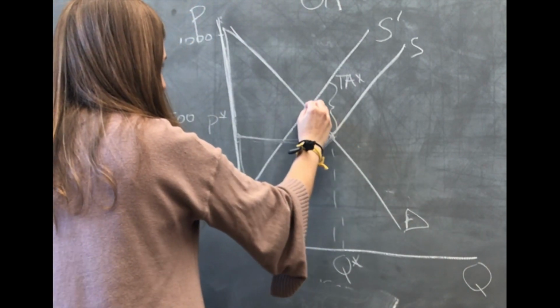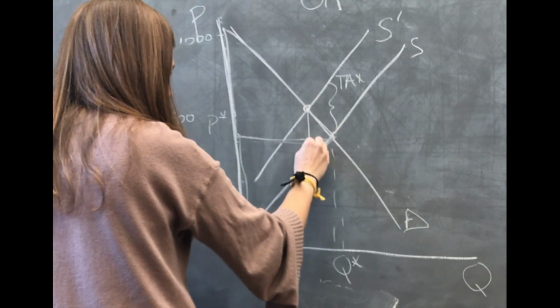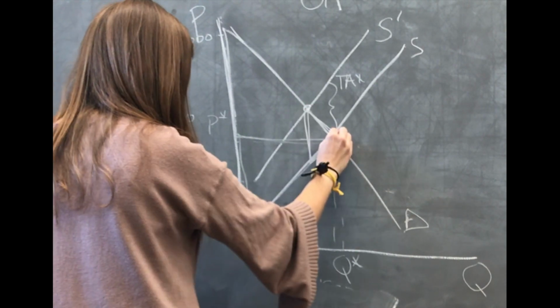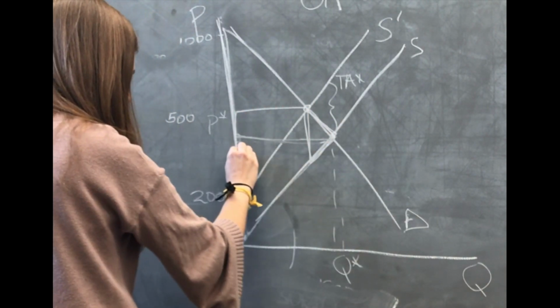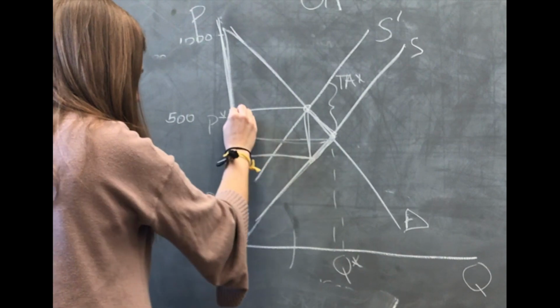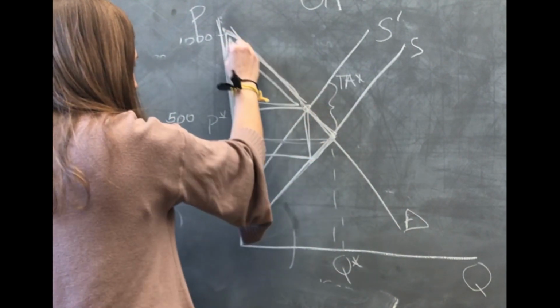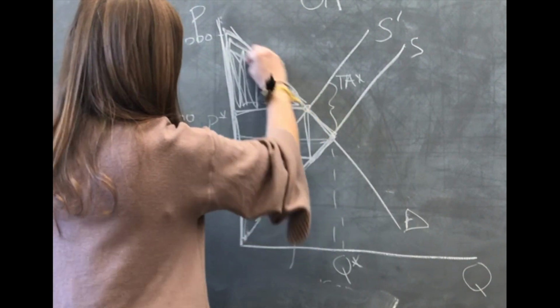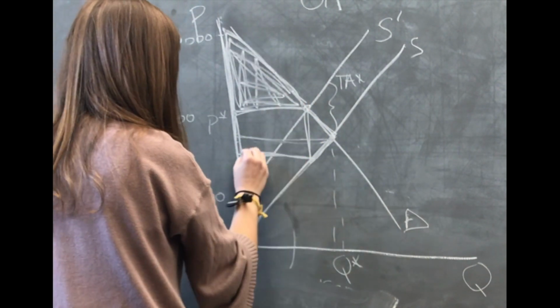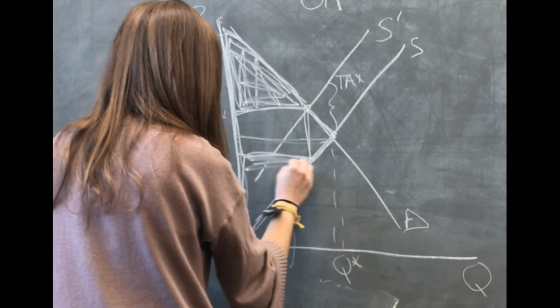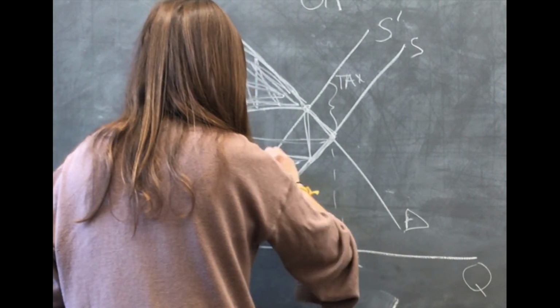Now when we shift up to this new point in the market, we lose a chunk of surplus right there, that triangle, okay? And that's going to be called deadweight loss. Now this rectangle right here, that's the government tax revenue. And the little triangle up there, that's going to be consumer surplus now. And this little triangle down here, that's producer surplus. So obviously we lost a lot of surplus because of that tax.